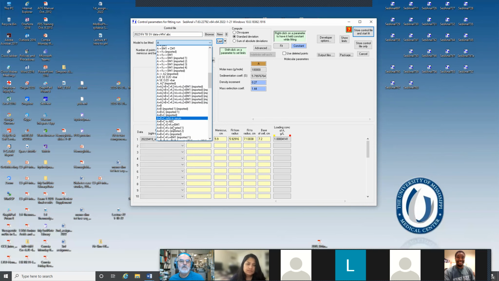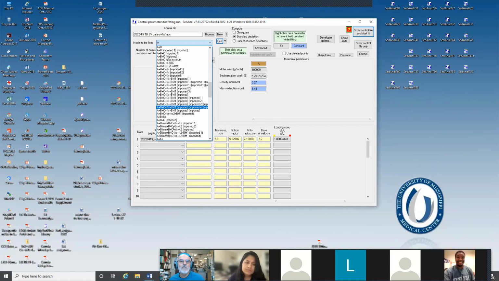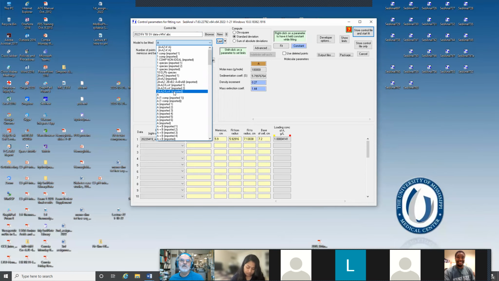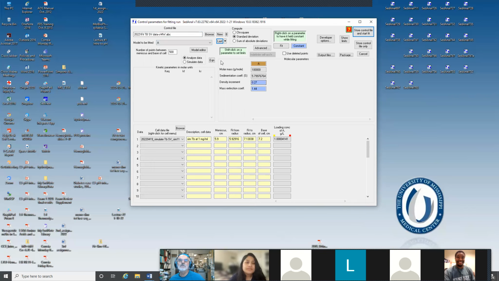reactions. Down here is a dimer model with non-ideality, a monomer, dimer, trimer model, etc. There's all kinds of models that I can create. I'm not going to show you everything about this. There's something called a model editor that allows us to create models that include more oligomers, that include non-ideality, that include all kinds of complexity. Okay, this is how we analyze data today.